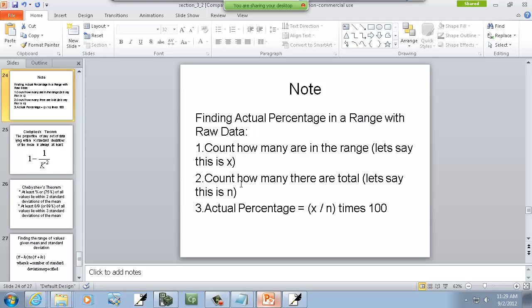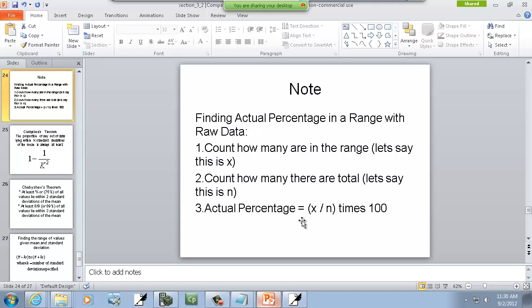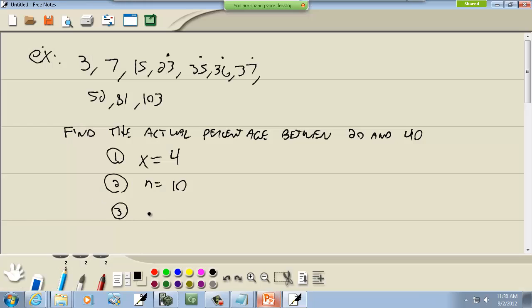Second step, count how many there are total. Let's say this is N. 1, 2, 3, 4, 5, 6, 7, 8, 9, 10. There's 10 of them total. Okay. Step 3, actual percentage is X divided by N times 100. So we got our X divided by N times 100. So we got 4 divided by 10 times 100. I think it's 40%, but let me double check. 4 divided by 10 times 100. 40%. So that's the actual percentage of them that falls between 20 and 40.